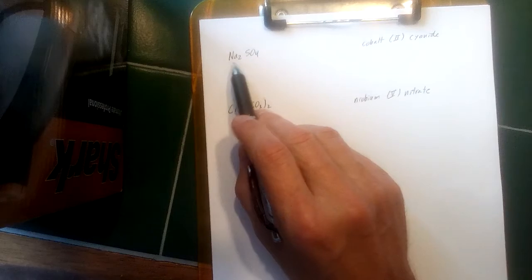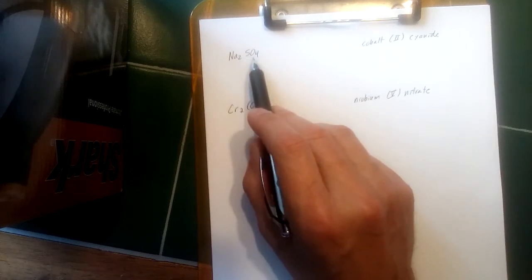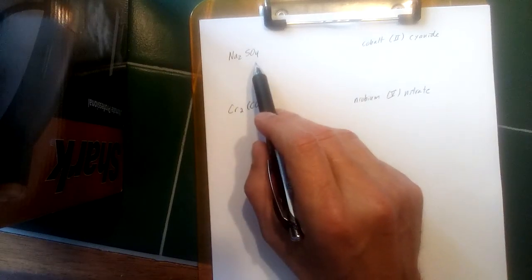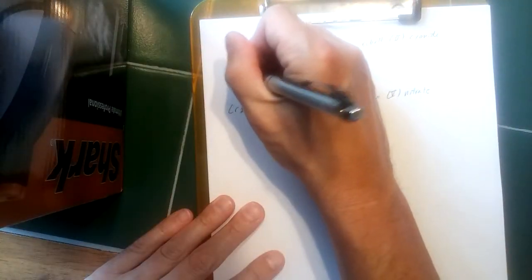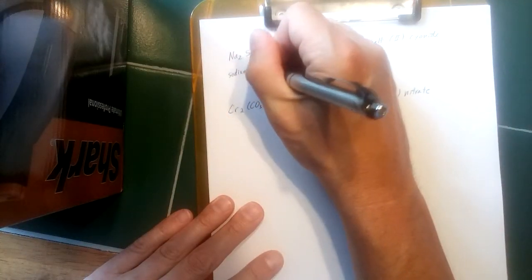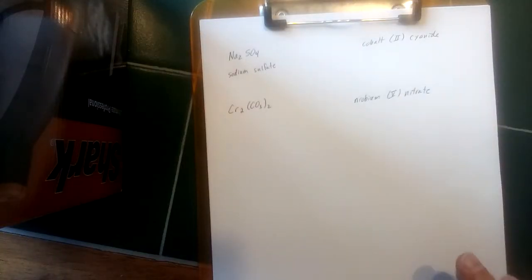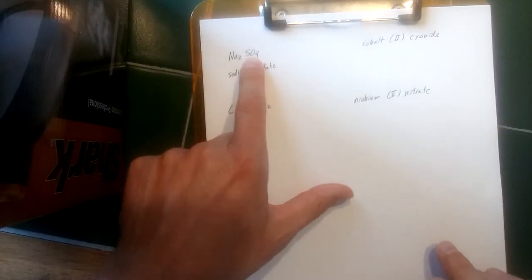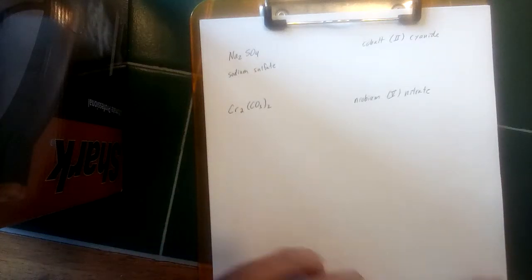Okay, this first one, Na is sodium, SO4 is a polyatomic ion. In this case, that is the sulfate polyatomic ion. So this is sodium sulfate. And that's it. That's all we need for that one. But again, you've got to recognize that grouping, that it has this particular name.